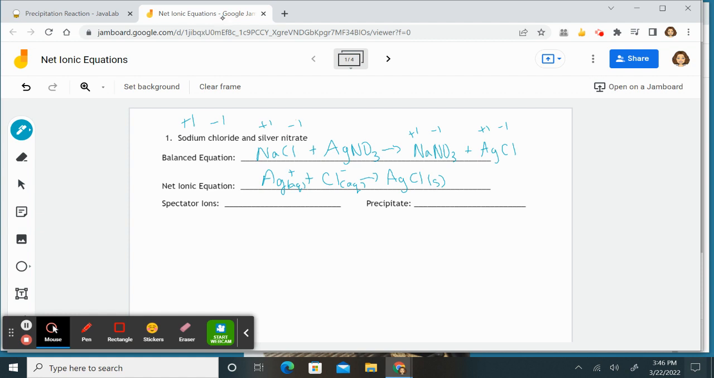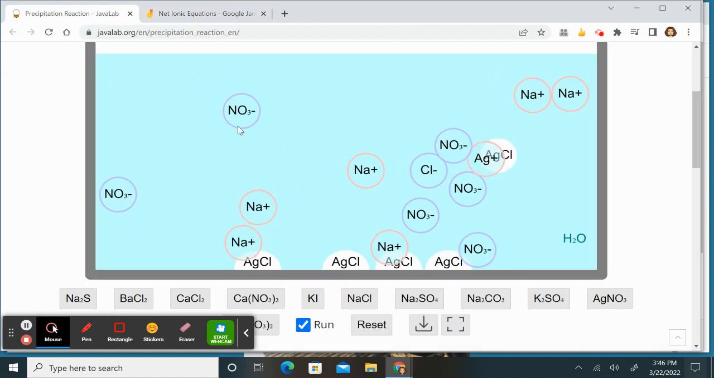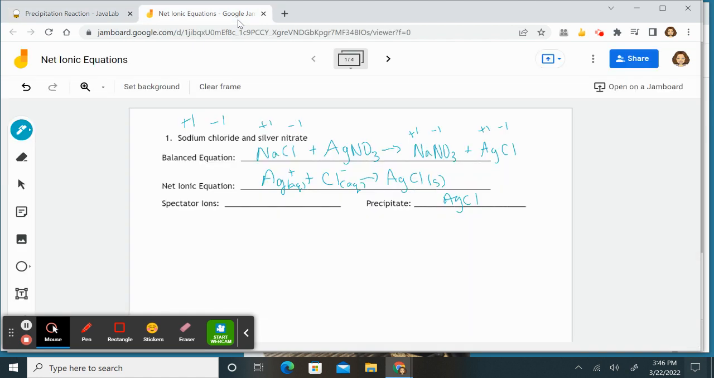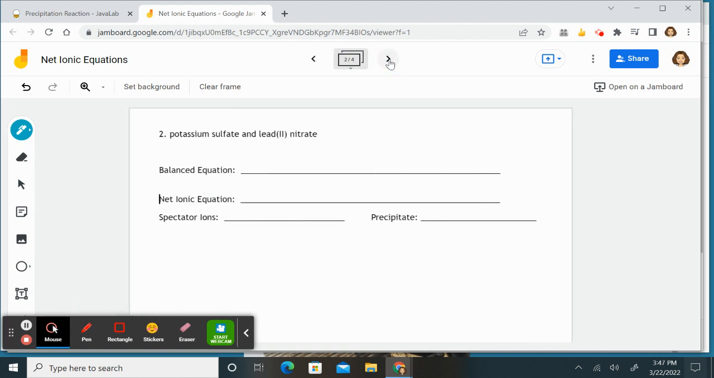Again, our precipitate was the silver chloride. And our spectator ions, we can see them floating around here, are our sodium and our nitrate ions. Right, so our sodium ions and our nitrate ions are our spectators. They are just watching the precipitate form. Okay. So let's look at another example.